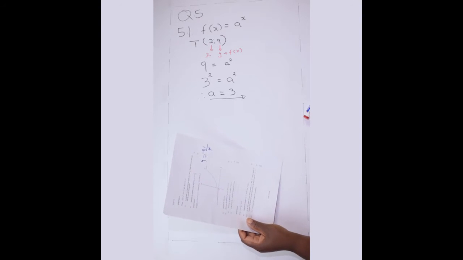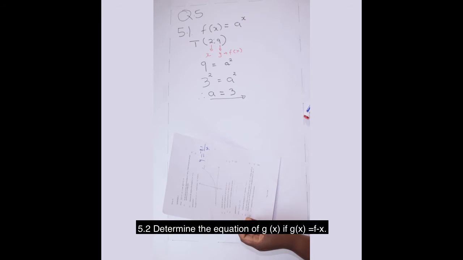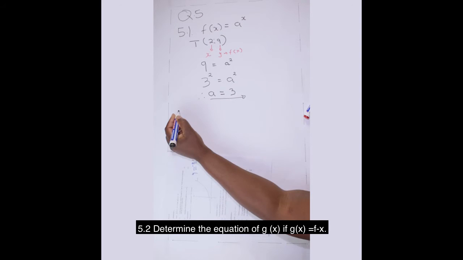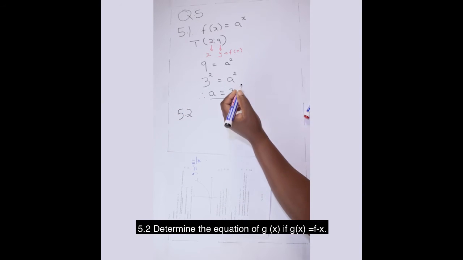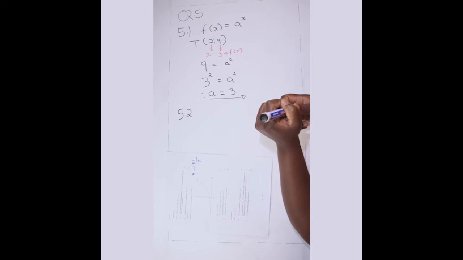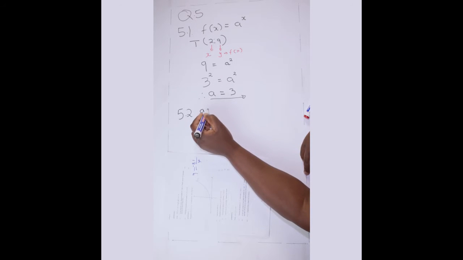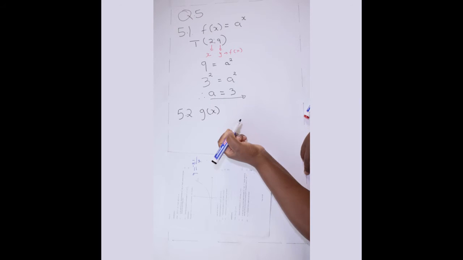Okay, the next question says, determine the equation of g(x) if g(x) is equal to f(-x). What does this mean? If I have an equation of f(x), but now the x has been changed to be minus x, wherever you see x, you put a negative x. That will give you your g(x). You just do that. Let's do that.